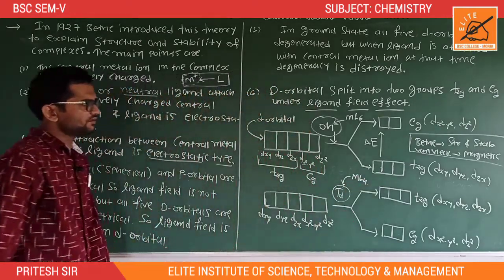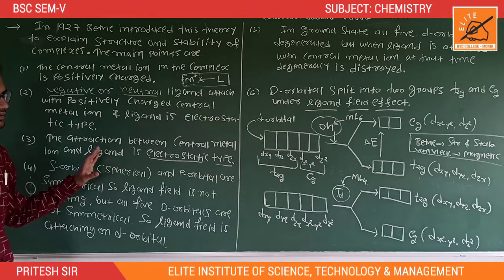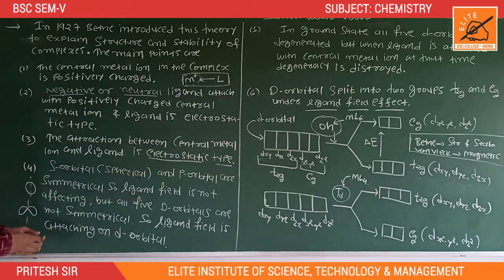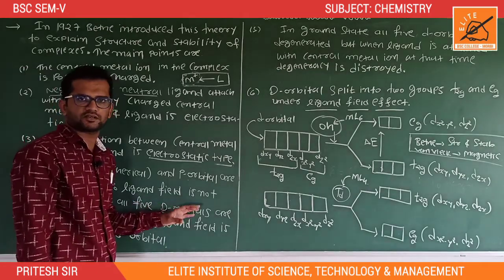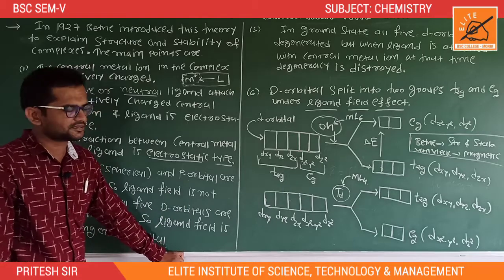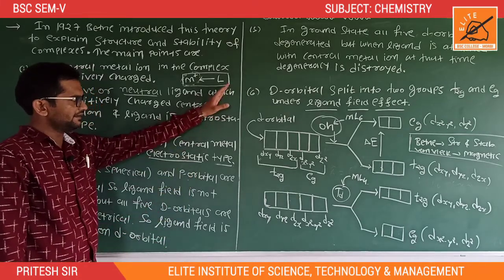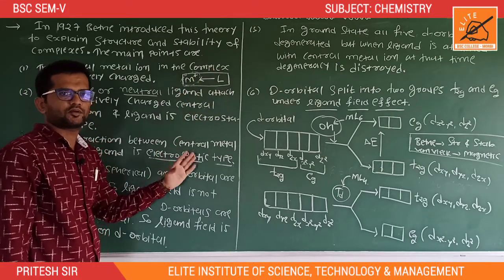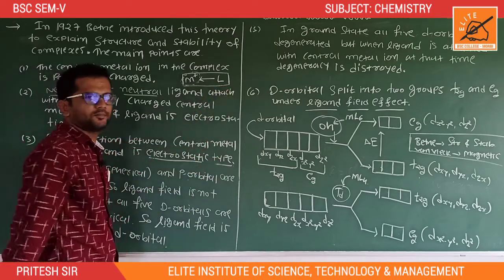So the basic characteristics or explanation of crystal field theory contain a total of 10 points. We covered 6 points on this board. So the first one is, in 1927, Bethe introduced this theory to explain the stability and structure of complexes. Complexes means coordinate compounds. Coordinate compound means when a ligand is attached with a metal ion, at that time it forms a special type of complex compound, and this compound is known as a coordinate compound or complex.